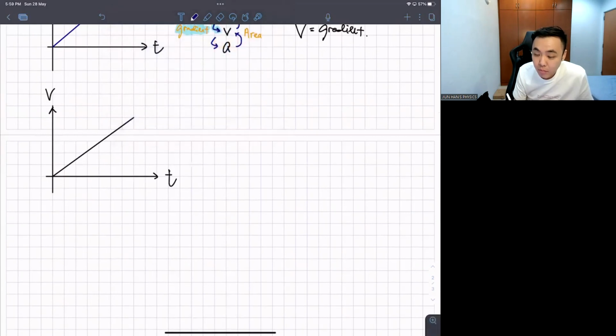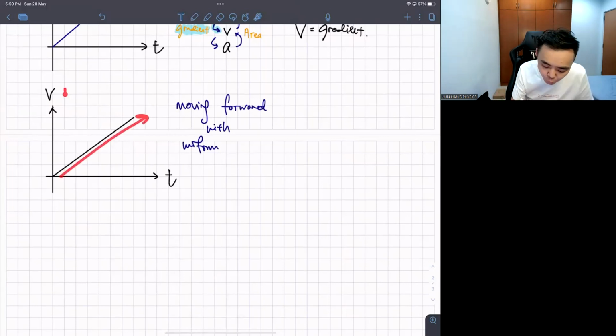Moving or not? Yes, moving. Direction? Why is it forward? Because your graph is at the positive side. With a straight line means uniform. Graph up means Y goes up. What do you call Y going up? Acceleration, correct. So here's the thing.